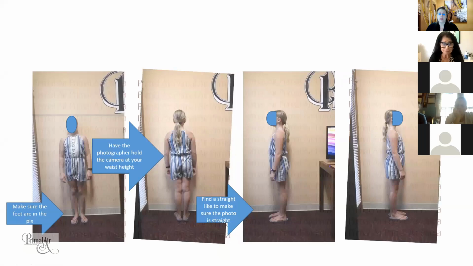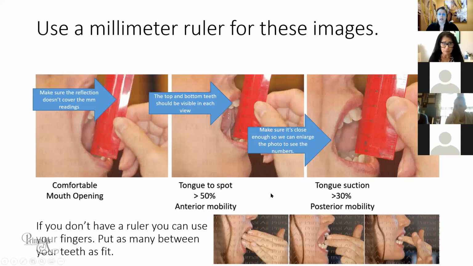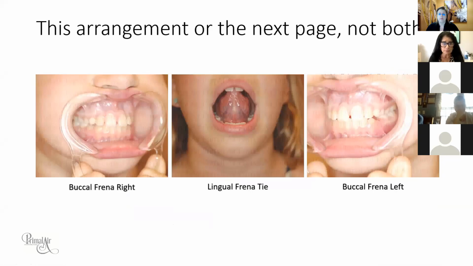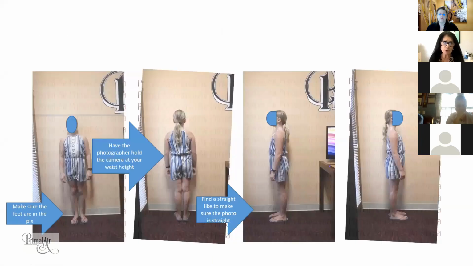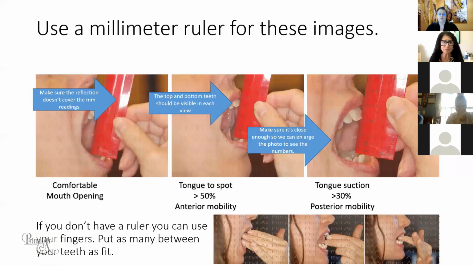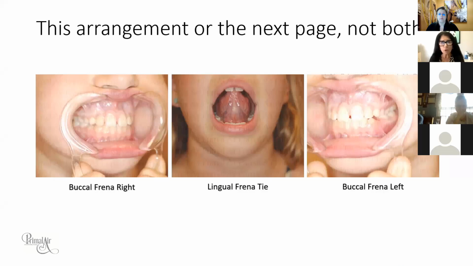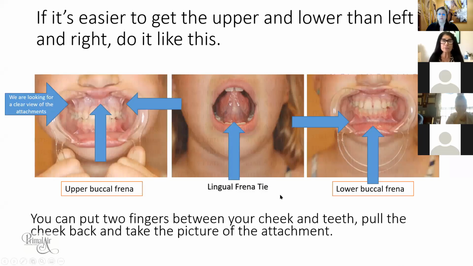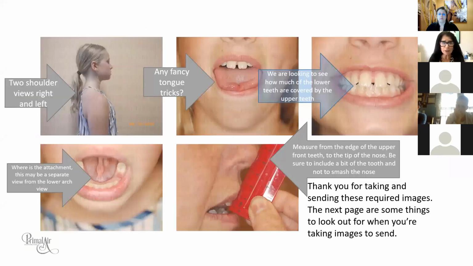So these are the pictures that we take at Primal Air. We take about 26 pictures as initial photos. I was gonna say there was the range of motion measurements. Yeah, with the ruler. That's how we measure open mouth, tongue up on the incisive papilla. A lot of times we see a lot of buccal ties as well that are holding down the arch from growing. So this is what I meant by this inappropriate attachment.